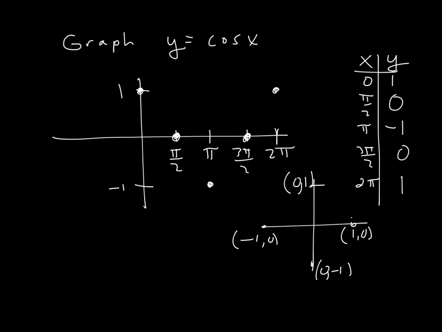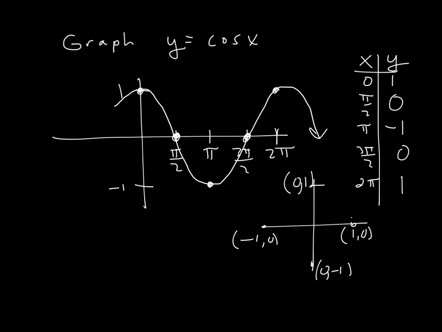Now, this is exactly the same graph as sine, only it's moved around a little bit. It's still going to do this kind of thing right here, up and down, up and down. It just starts, when it's at 0, it starts up, where sine started right here and went like this. This one starts up and goes like this.